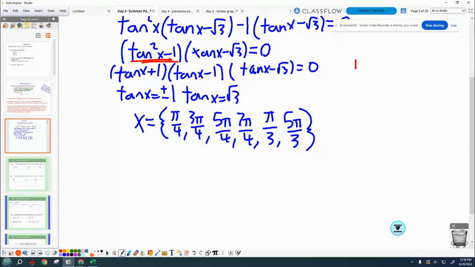First period asked, do I have to show that factored? No. But you do need to know that you are checking for where it's positive and negative.